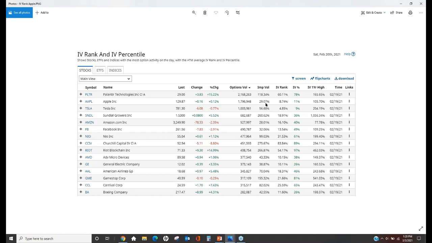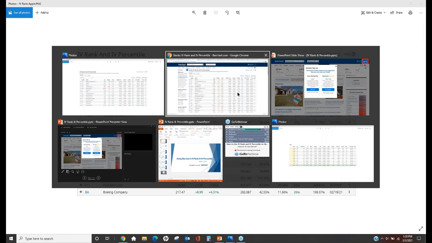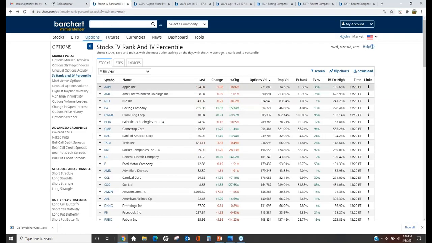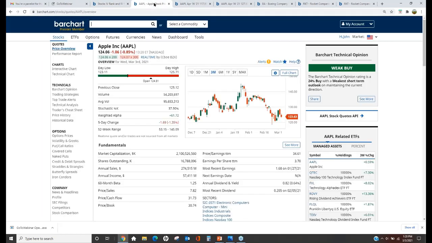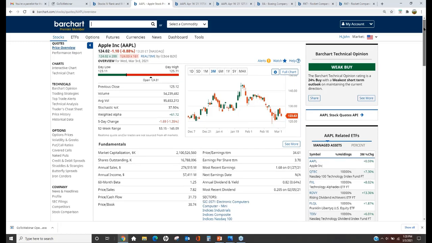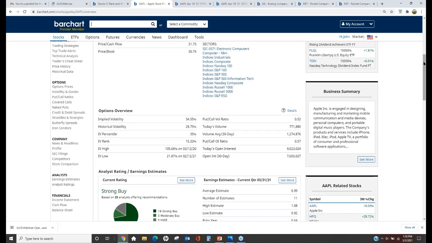Straddles. All right. So let's go back to Barchart. Okay. And so I saw that on Friday, and so here's Apple. Now, again, before I go to the chart here, I just want to show you that inside of each one of our individual stocks or securities, if you are on the main page, you can scroll down and you can see what the implied volatility is for today and the historical.